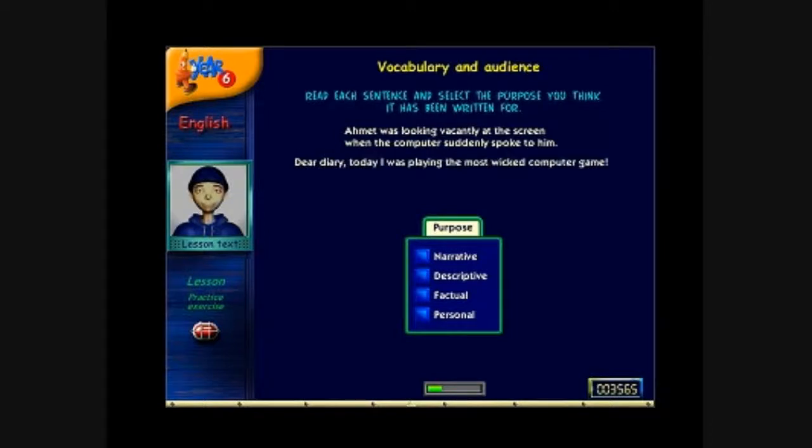Dear Diary, today I was looking at the most wicked computer game. Talking to himself, fucker. He's talking to his diary. To start up the computer, first switch it on. Fact. Then next is descriptors. Don't even have to read it. The computer was a beautiful bright blue. Well done!